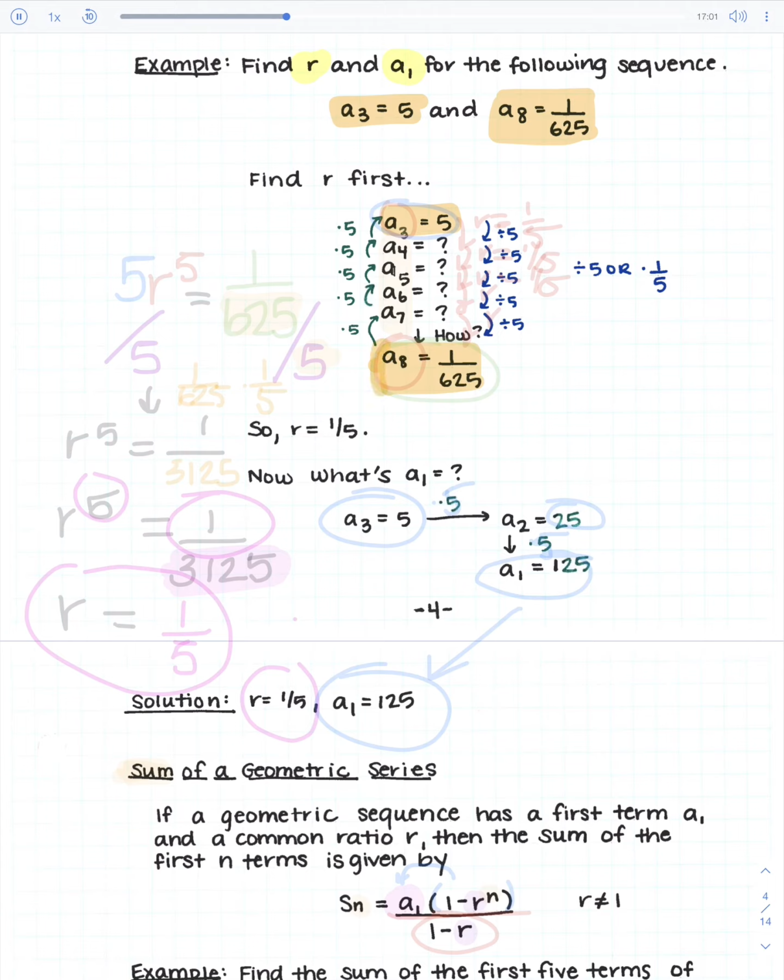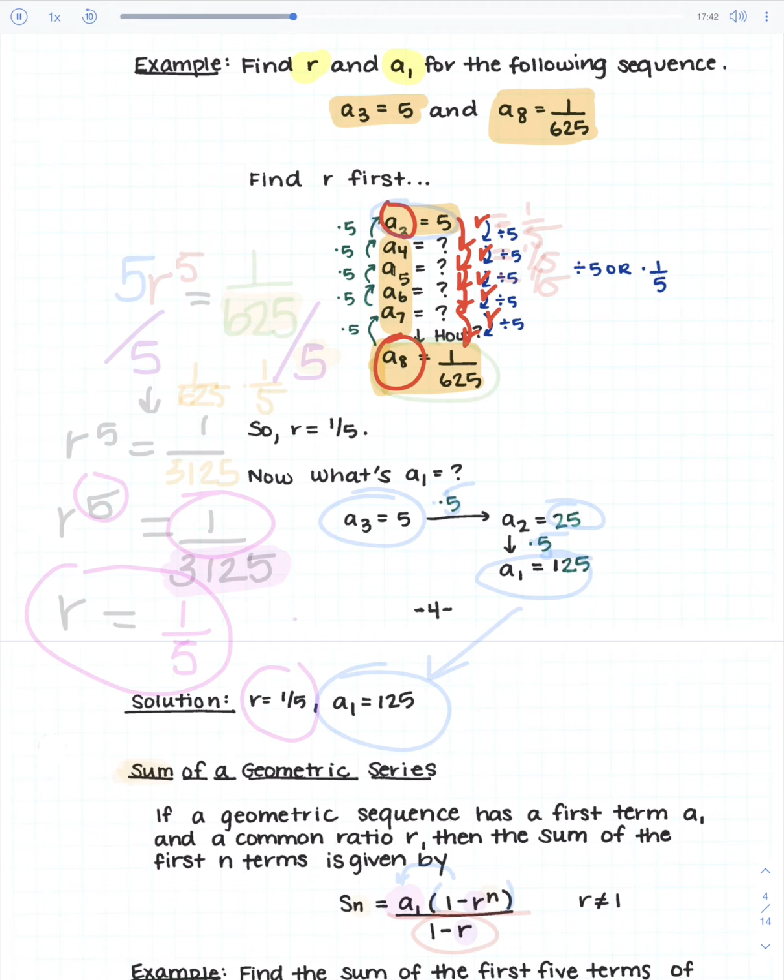So what are they missing in the middle? They're missing a sub 4, a sub 5, a sub 6, and a sub 7, and they don't tell us what they are, so how did they get from one to the next? Well, if you think about what you're doing, to get from a sub 3 to a sub 8, you would be multiplying by your r once, twice, 3 times, 4 times, and then 5 times to get all the way from your third term down to your eighth term.